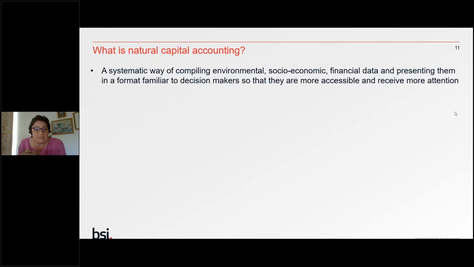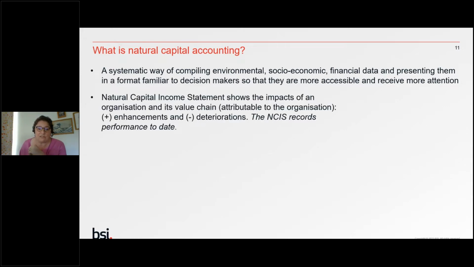It's a systematic way of compiling environmental, socioeconomic, financial, and other data, and presenting all this data and what it means for decision makers in formats that are familiar to them. And what's more familiar to a decision maker in an organization than a financial account? It has 400 years of history, so we wanted to benefit from that history and familiarity, and mimicked the natural capital accounting outputs on financial accounts.